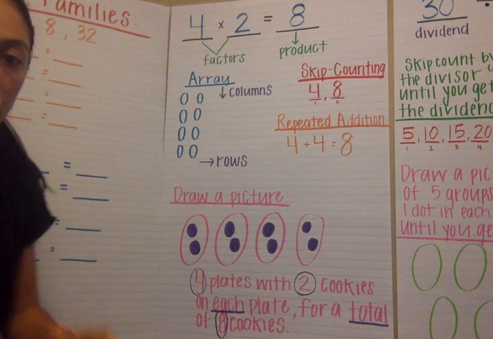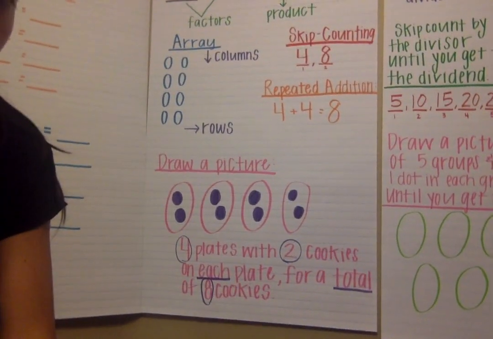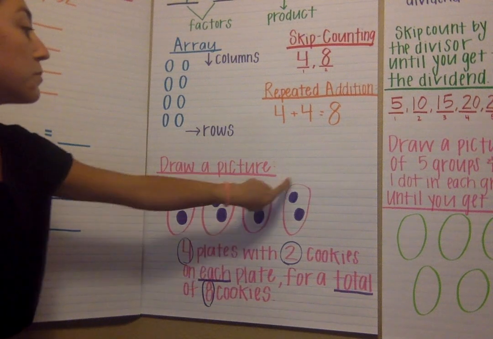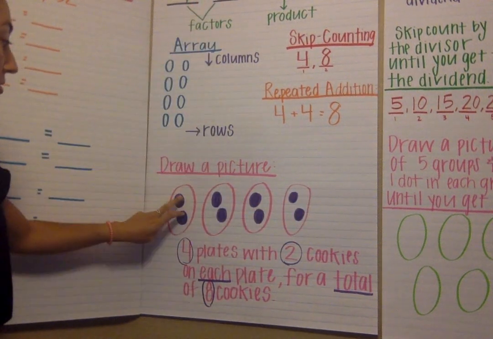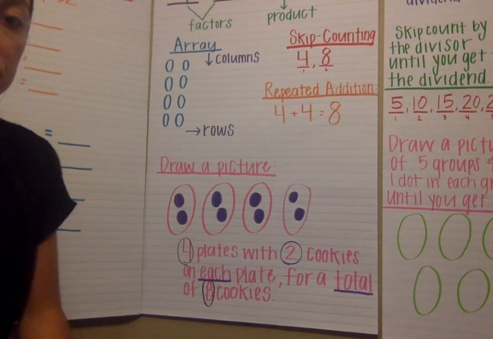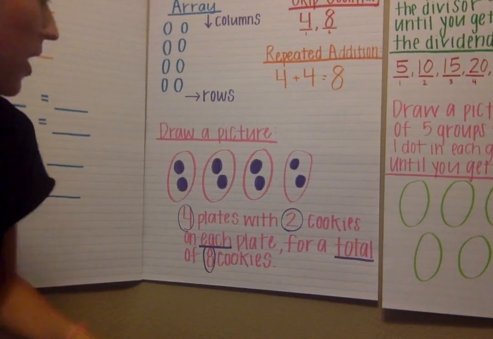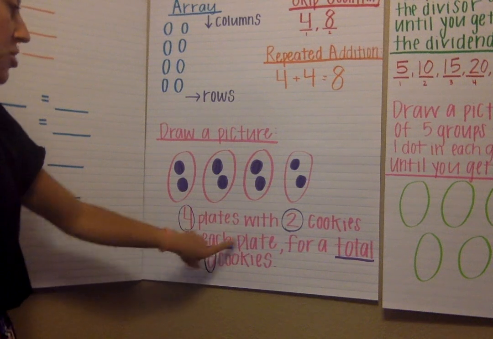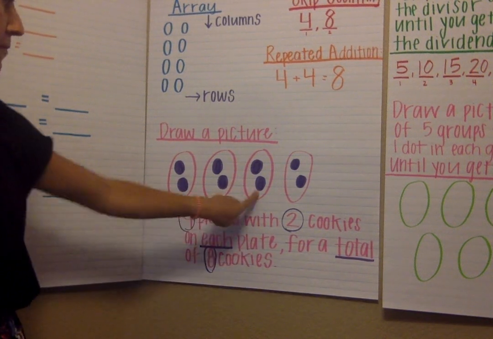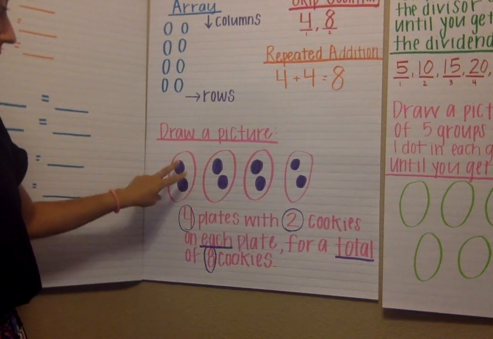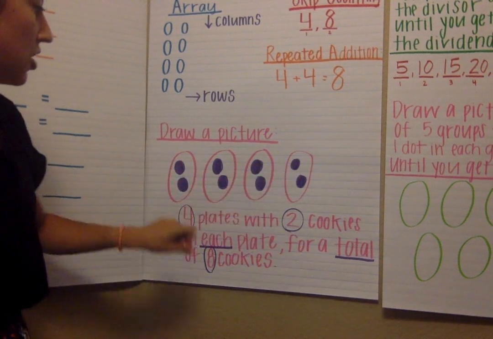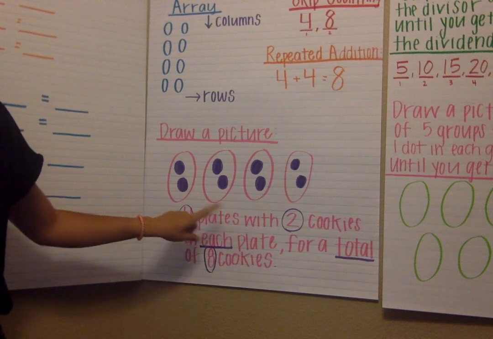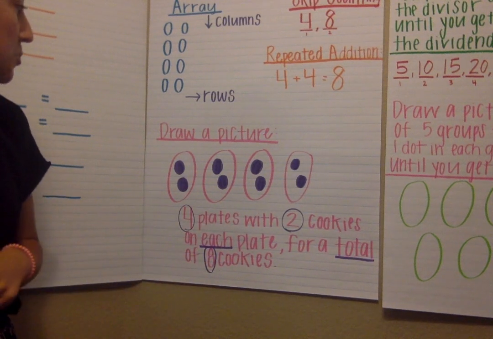The last one I have for you is to draw a picture. You could make 4 groups, and then you could put 2 circles in each group. So let's say you had a word problem, and your word problem said 4 plates with 2 cookies on each plate. So that would be my 4 plates, 2 cookies on each, for a total of 8 cookies. Remember, we circle the numbers and underline keywords in each problem.